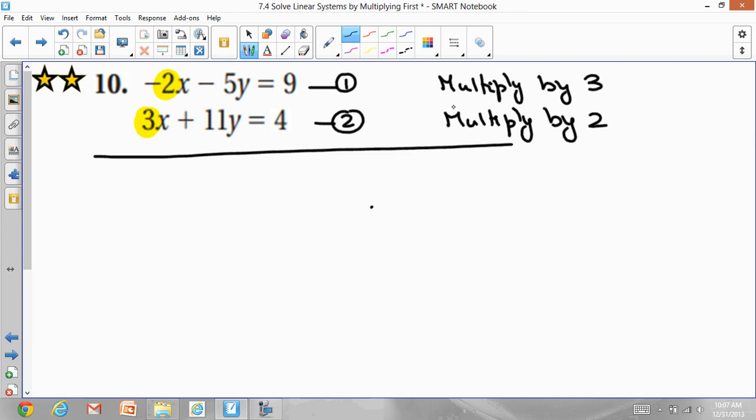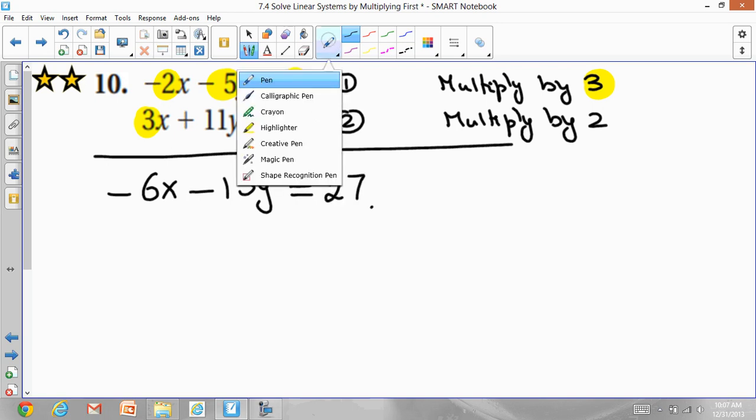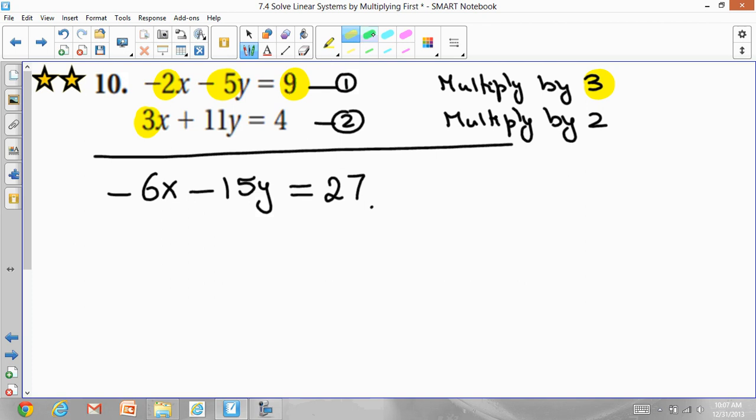When I multiply my first equation by 3, it's going to change to negative 6x. I'm going to highlight. I'm going to multiply all of them by 3. So that is going to be negative 6x minus 15y equals 9 times 3, 27. My second equation, I'm going to multiply everything by 2.